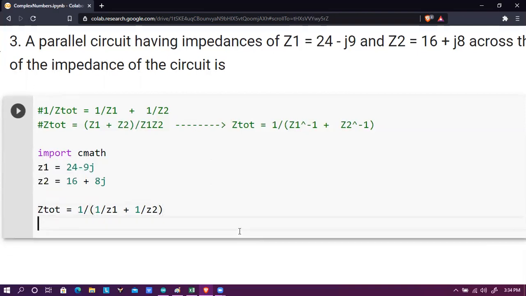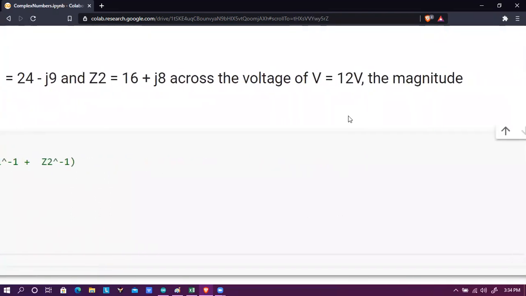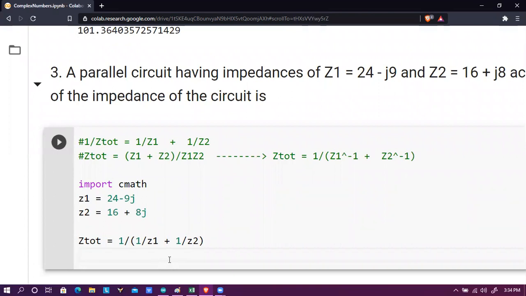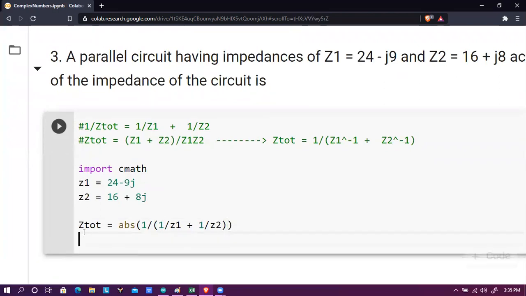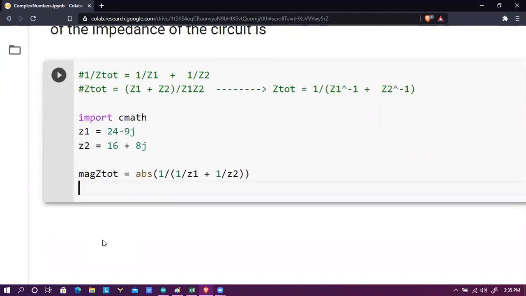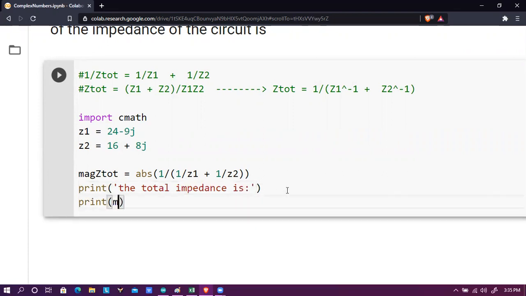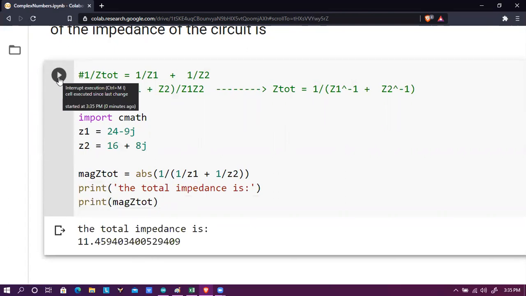Take note, we need to find the magnitude only, so we need to take the absolute value. So we can say the absolute value of the result is equal to mag Z. Nice name. And then we are going to print the impedance. The total impedance is, next line, we print mag Z. So the total impedance is equal to 11.46.